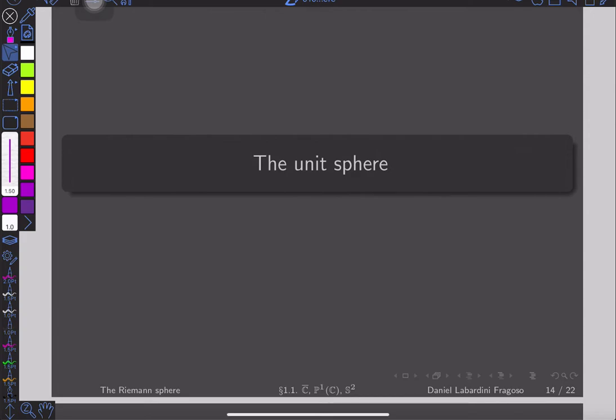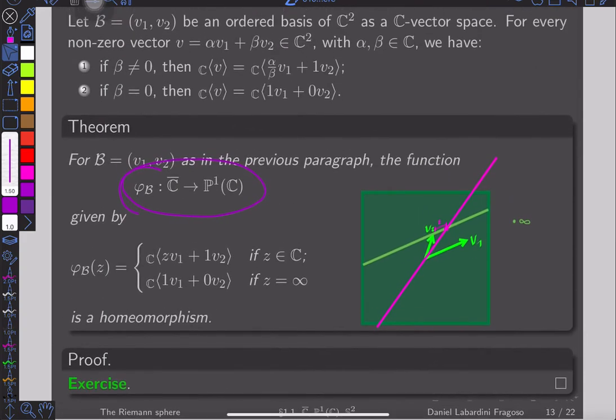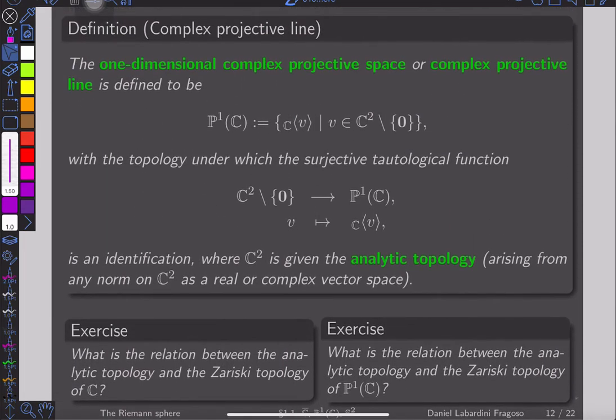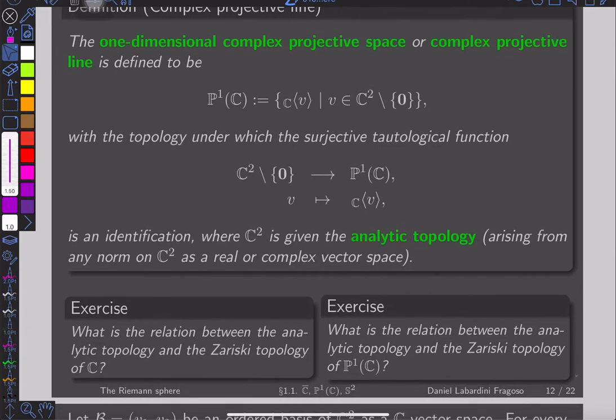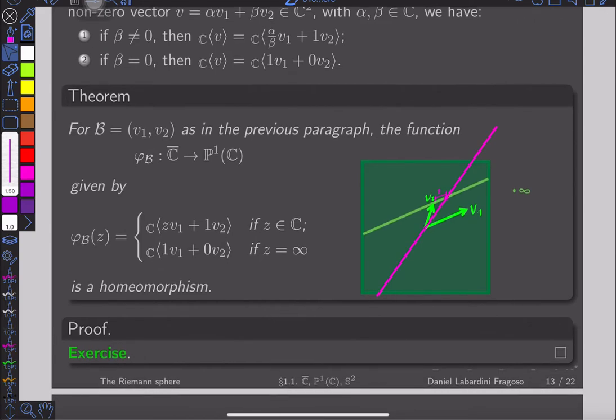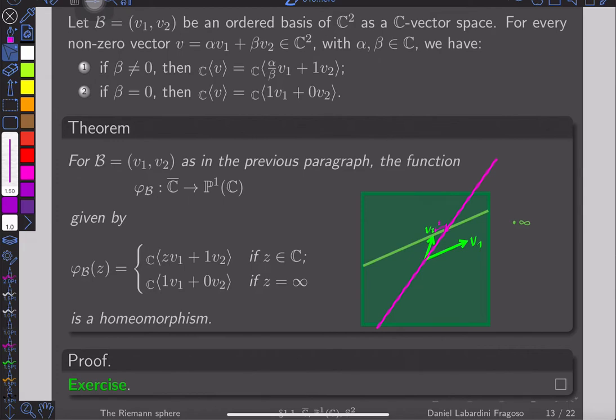And finally, if there are no questions, let me see. So what should you keep in mind about the complex projective line? Well, the definition is that as a set it is just the set of one-dimensional vector subspaces of C2. So this is really an algebraic definition. And it has a certain relation with C bar.